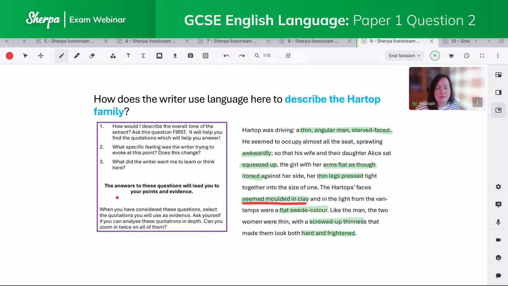So, as it says at the bottom here, when you have considered your questions, so what am I feeling? What do I feel at this particular point? What am I supposed to learn or feel here? I need to ask myself, can I actually analyse them in depth? Can I zoom in on them twice? So what I've got is an example.